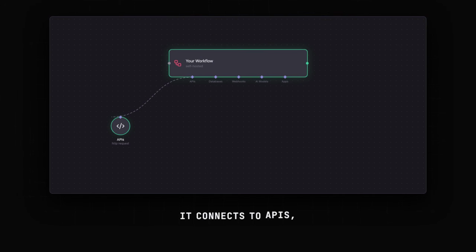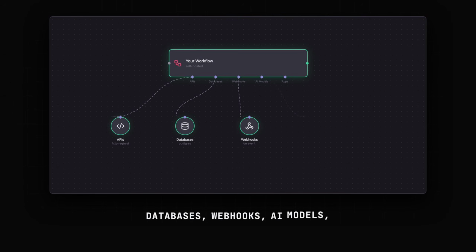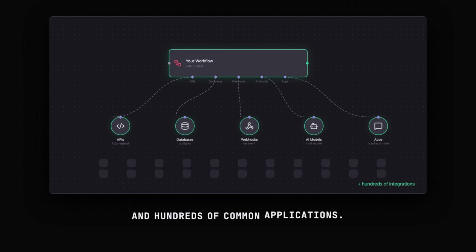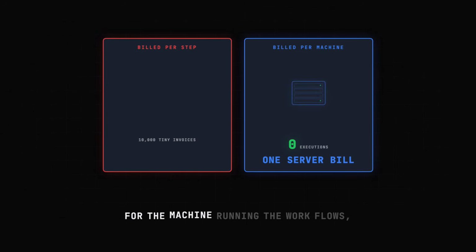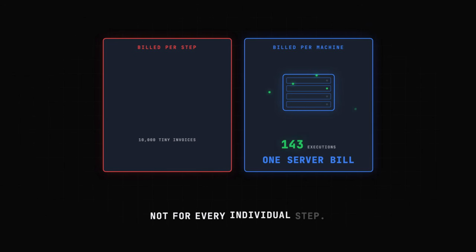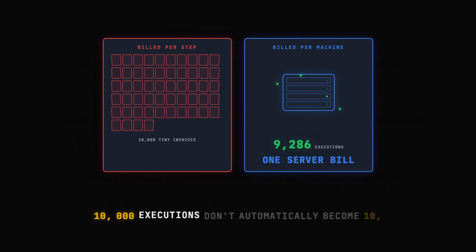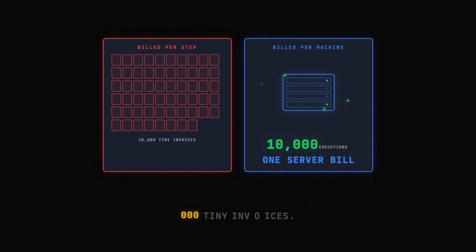It connects to APIs, databases, webhooks, AI models, and hundreds of common applications. The big advantage is that you're paying for the machine running the workflows, not for every individual step. 10,000 executions don't automatically become 10,000 tiny invoices.